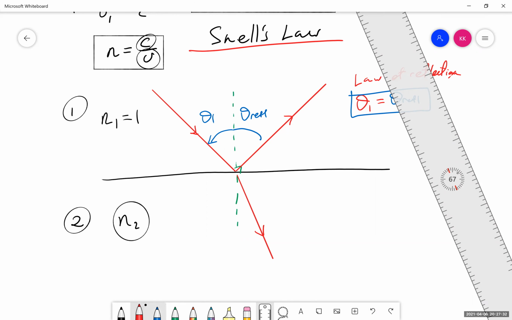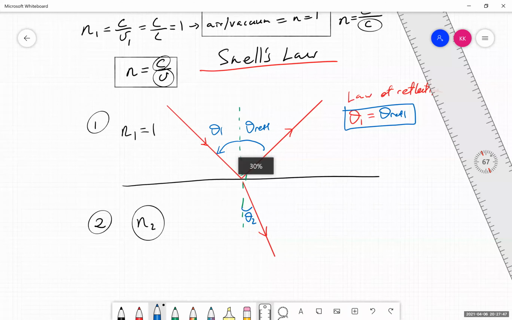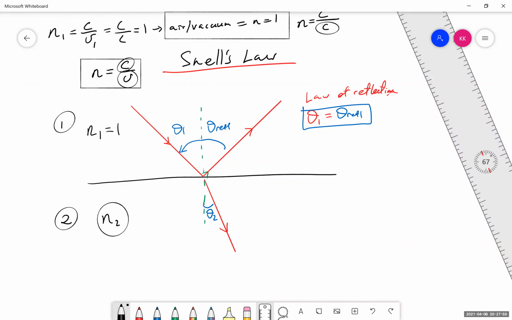And when I measure this theta 2, I can then say that theta 2, theta 1, N1 and N2 are related to one another. Okay. And Snell's law basically relates those quantities. It says that sine of theta 1 over sine of theta 2 always equals the ratio of the indices of refraction. So it will equal N2 divided by N1. That means the ratio of sine of the angle theta 1 divided by sine of the angle theta 2 equals N2 over N1.